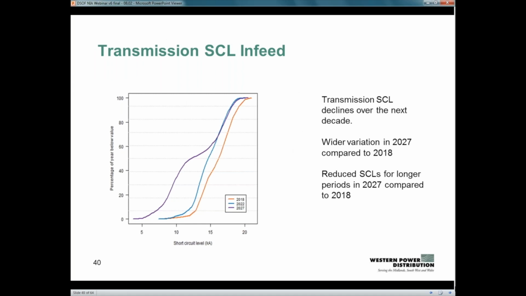So this graph shows effectively the inputs from the short circuit level from the transmission system, and it shows the three years we looked at, and the short circuit level. If you looked at the short circuit level in 2027, it has a far wider variation than it does in 2018, and also there is a decline, and there will be longer periods in 2027 when the fault level will be at a lower level.